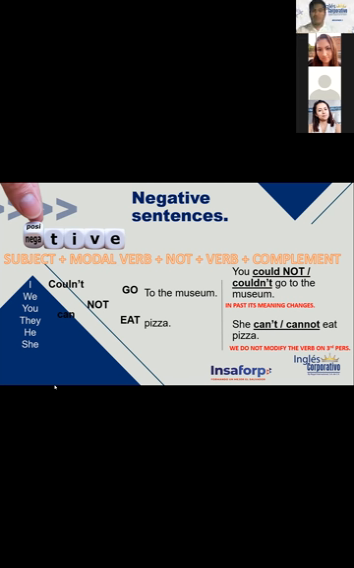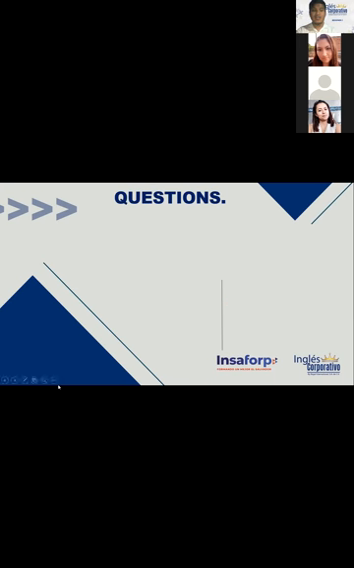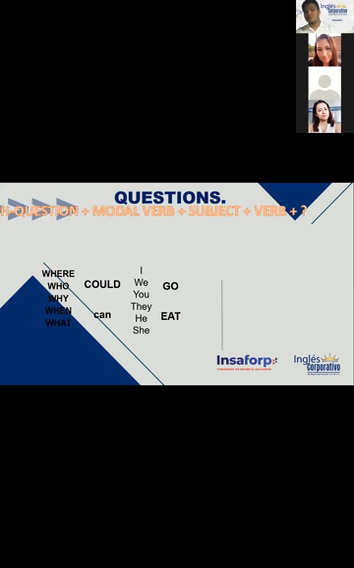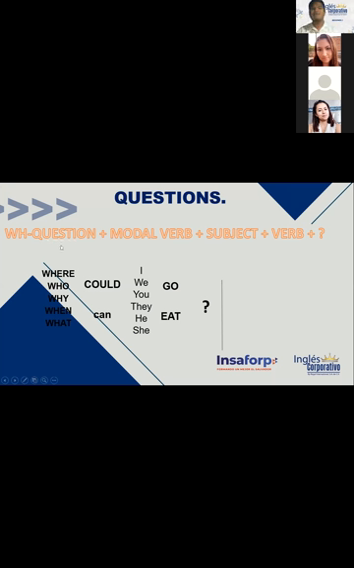Thank you. All right. So, let's move on. We are going to see how we can create questions, because we can also create questions with the modal verbs. We also have a structure that we need to follow. We can use a WH question, the modal verb, the subject, the main verb, and at the end, we have the question mark, or we can just add another complement, but we will see that in the next slide. So here we have the structure. If you want to use a WH question, you can use it. But if you only want to use a modal verb, you can also only use a modal verb. But we will see that later on.